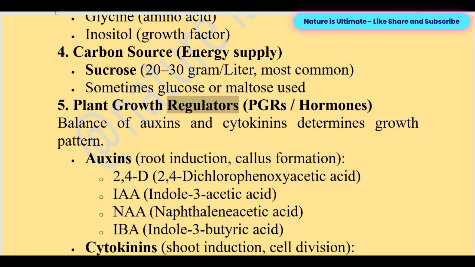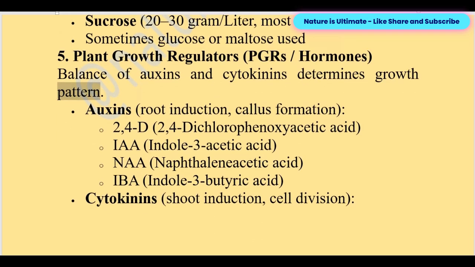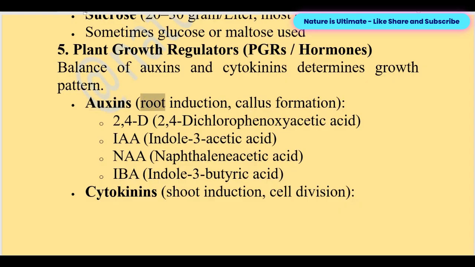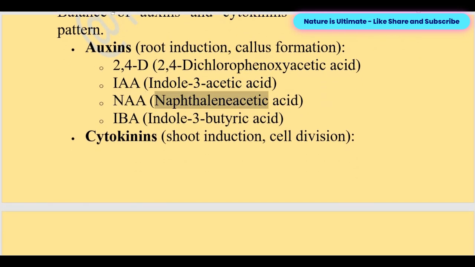5. Plant growth regulators, PGR/hormones. Balance of auxins and cytokinins determines growth pattern. Auxins, root induction, callus formation. 2,4-D, 2,4-dichlorophenoxyacetic acid. IAA, indole-3-acetic acid. NAA, naphthaleneacetic acid. IBA, indole-3-butyric acid.